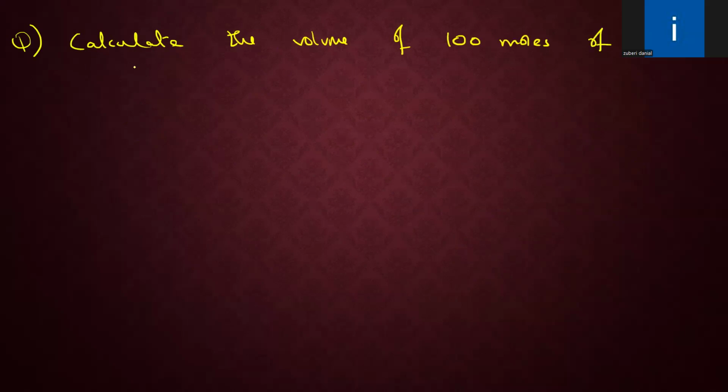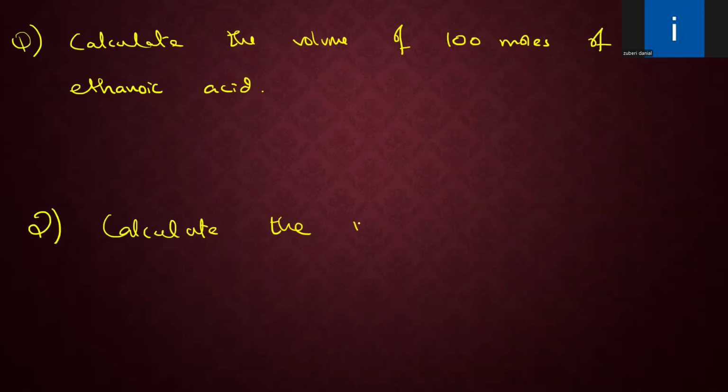So let's try a couple of more questions. Let's see how it goes. So calculate the volume of 100 moles of ethanoic acid. Calculate the moles in 0.025 cubic centimeters of air.